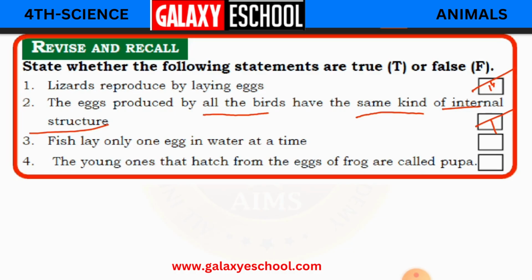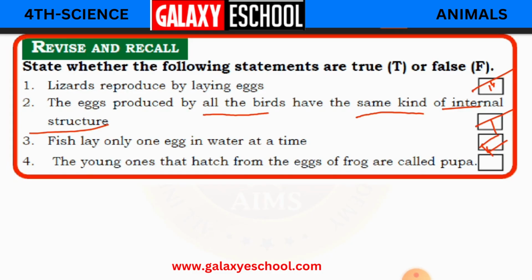Fish lay only 1 egg in water at a time. Is it true? No, this is false. Fish lay many eggs at a time. Fish lay many eggs once in water.